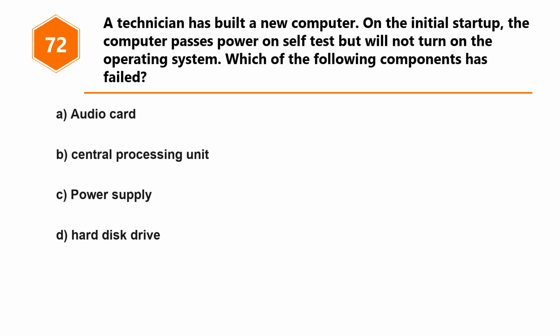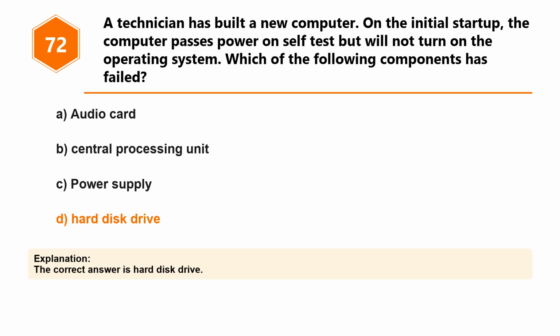Question 72. A technician has built a new computer. On the initial startup, the computer passes power on self-test but will not turn on the operating system. Which of the following components has failed? Option A, audio card. Option B, central processing unit. Option C, power supply. Option D, hard disk drive. The correct answer is option D, hard disk drive.